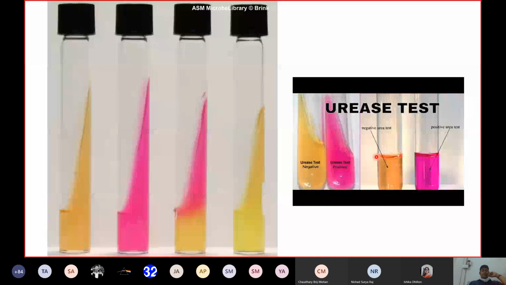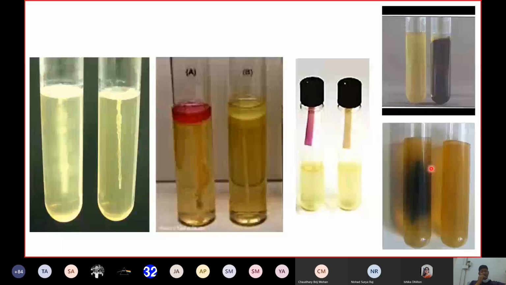This is the SIM. We say it as SIM, where we can detect H2S production, hydrogen sulfide production, indole production, and motility. This is semi-solid media. Motile organism will be like this. Hedge growth will be there, while non-motile will be like this, straight. And where it is inoculated, only there will be growth. Around that there will be no growth. Here this picture is not clear. Otherwise, this one is motile, this is non-motile.